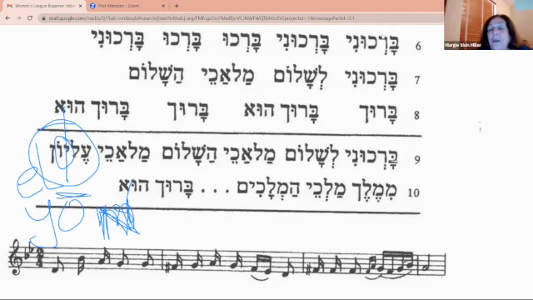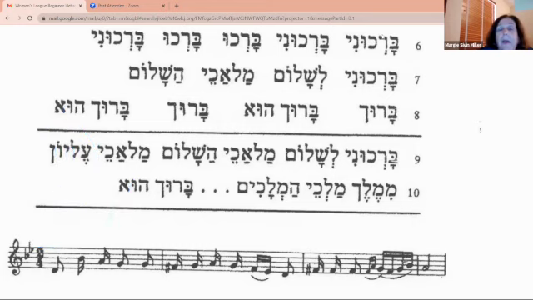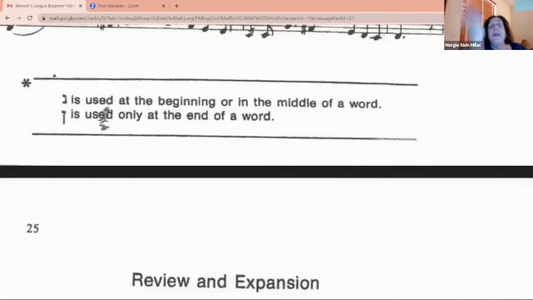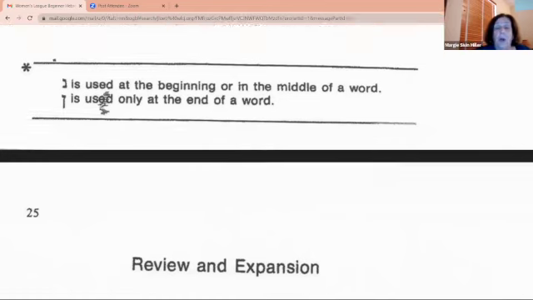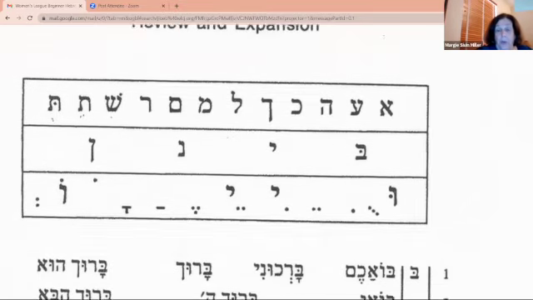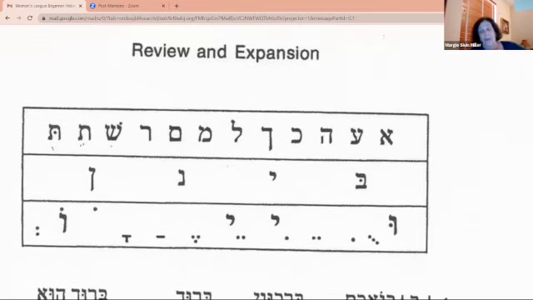Until you take the words apart and learn them word by word, you realize, my goodness, I'm singing that wrong. Not a big deal, but a minor detail. At the bottom, it always explains that this shape of the nun is always the beginning or middle of a word. The final shape is only used at the end of the word. I want to do more than this today, so let's look at these letters.